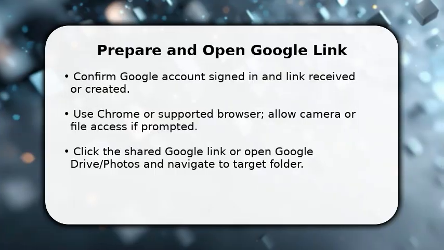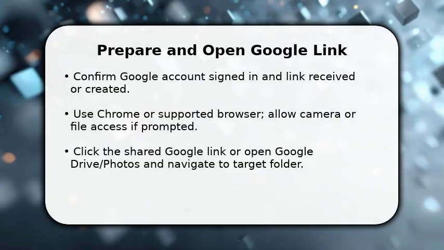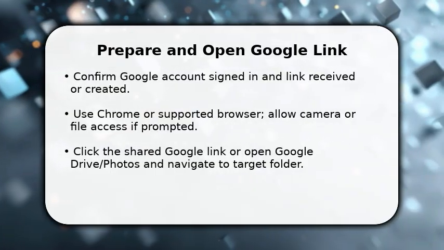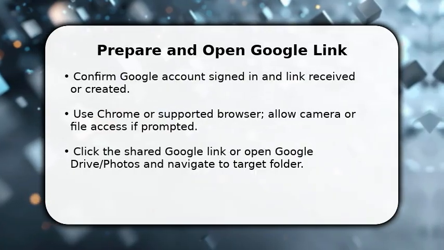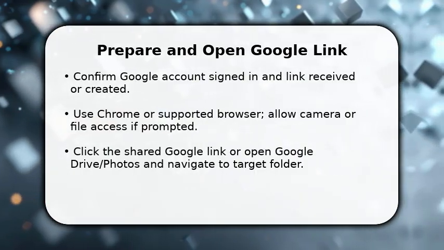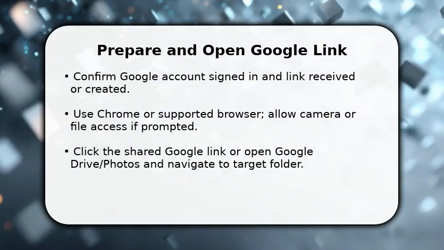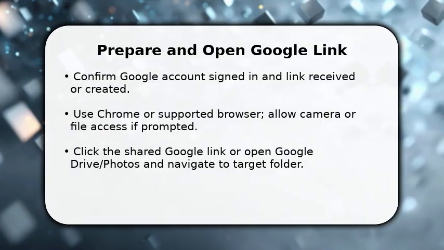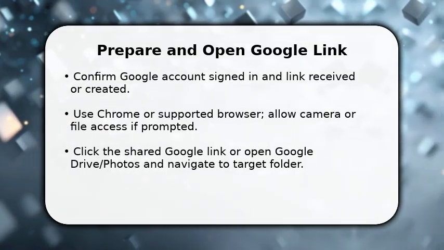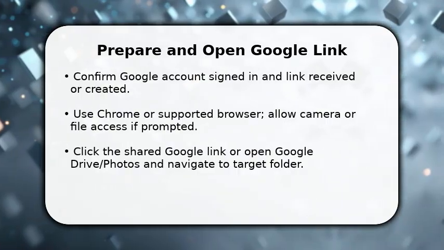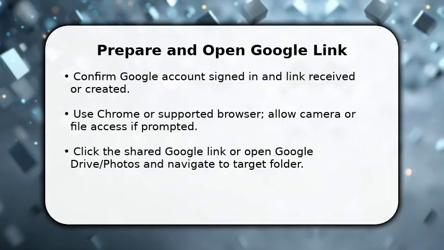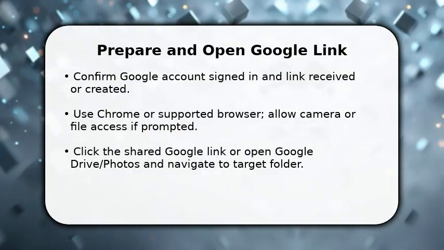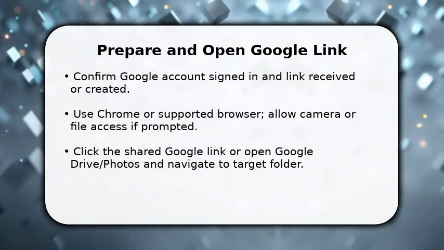You already have the link and a signed-in Google account. Start by clicking that link or opening Google Drive/Photos and navigating to the folder shared with you. Once there, make sure your browser has permission to access files or camera if you plan to upload from a device. If uploading from a phone, switch to the mobile browser or Google Photos app. If on desktop, prepare the files in an easy-to-find folder.